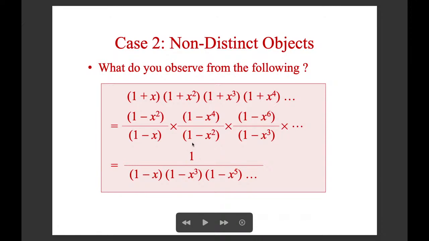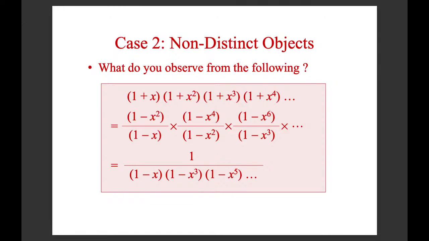So by doing the cancellation, we will see that what is left in the numerator is nothing but 1. So we now know that if we are multiplying this infinite number of terms together, the numerator will be equal to 1. As for the denominator, we find out what is left. We will find that 1 minus x is left, 1 minus x cubed is left, 1 minus x to the power 5 is left, and so on and so forth. Now we have seen this before. What is it? This corresponds to the generating function of partitioning the integer into odd parts.